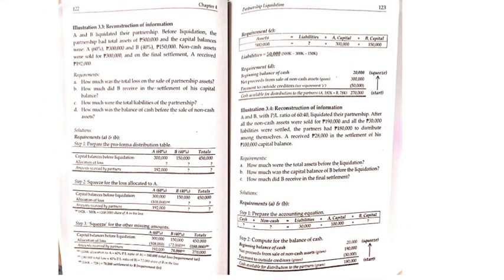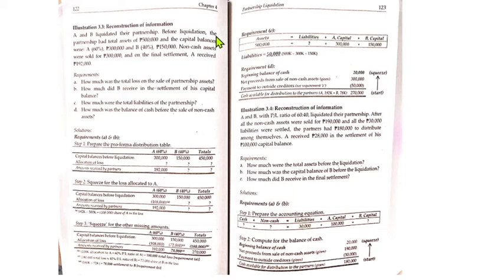Okay, let's proceed with illustration 3.3. This is still reconstruction of information because in the CPA board exam, more of the problems given require you to reconstruct information rather than simple problems which require computation of capital balances and the amounts of settlement to the partners. You have to prepare more of how to reconstruct information relative to this.